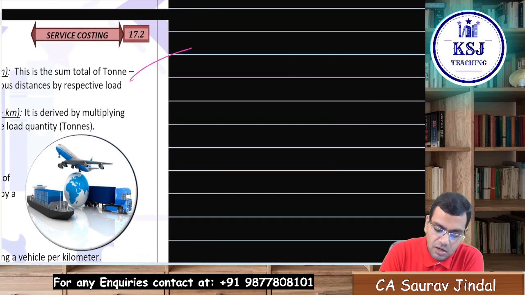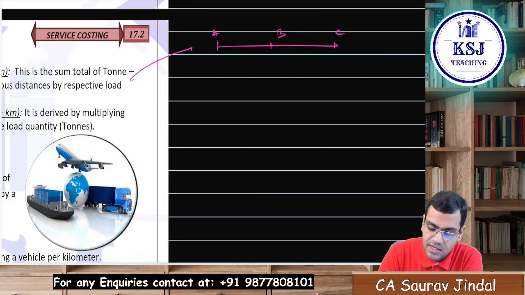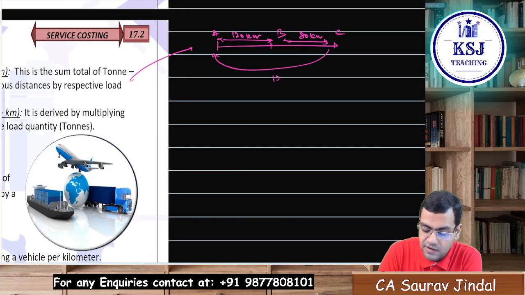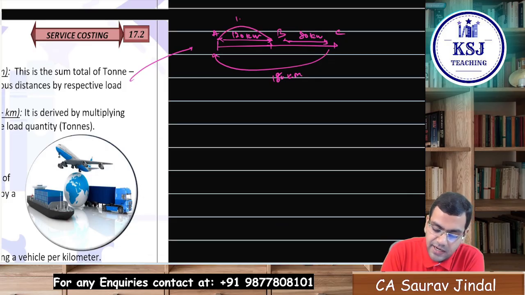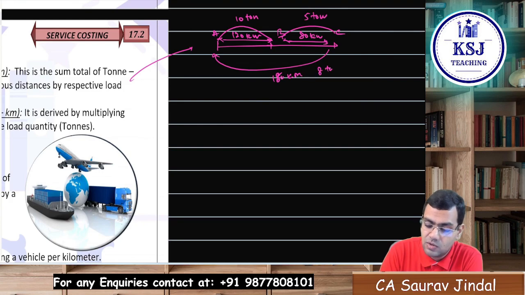The absolute composite cost unit says, let's say you are traveling and there are three stations A, B and C. The distance from A to B is 120 kilometers. From B to C it is 80 kilometers, and from C to A it is 150 kilometers, right? See, from A to B you are carrying a 10 ton load. From B to C you are carrying a 5 ton load, and from C to A you are carrying an 8 ton load.